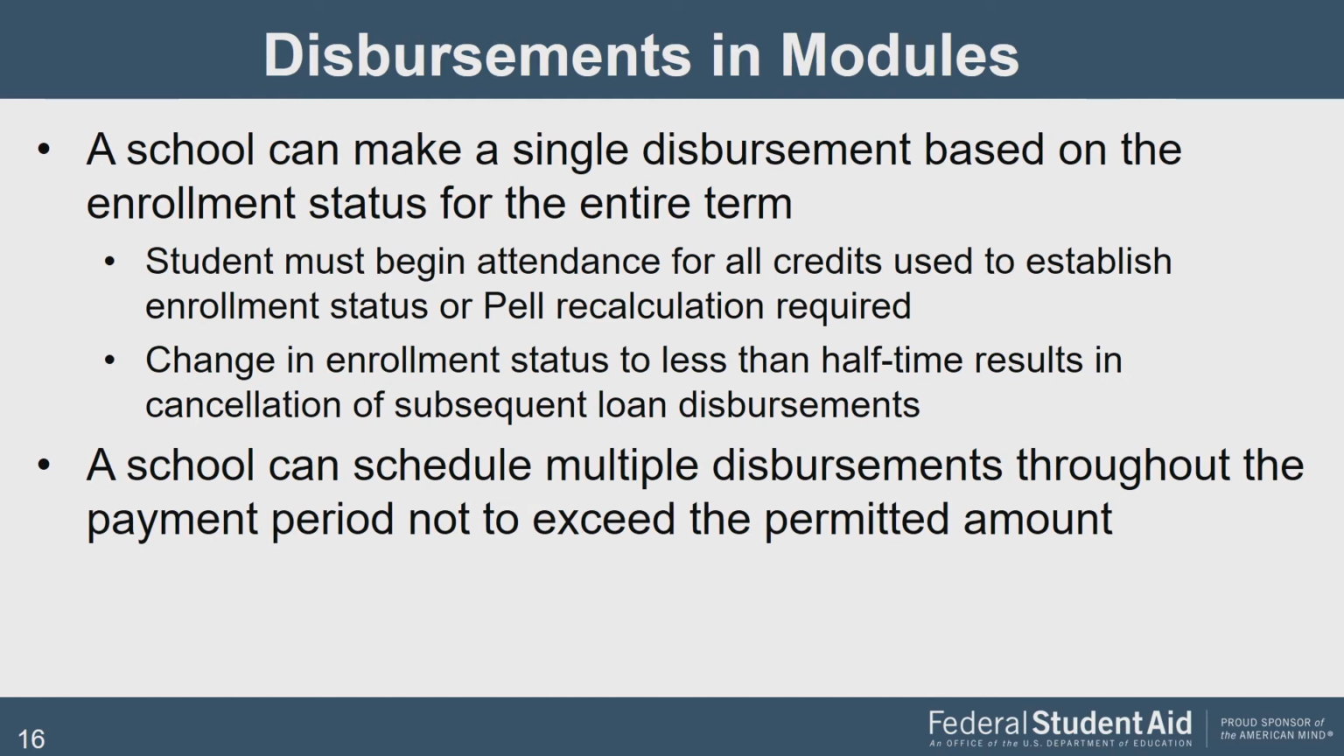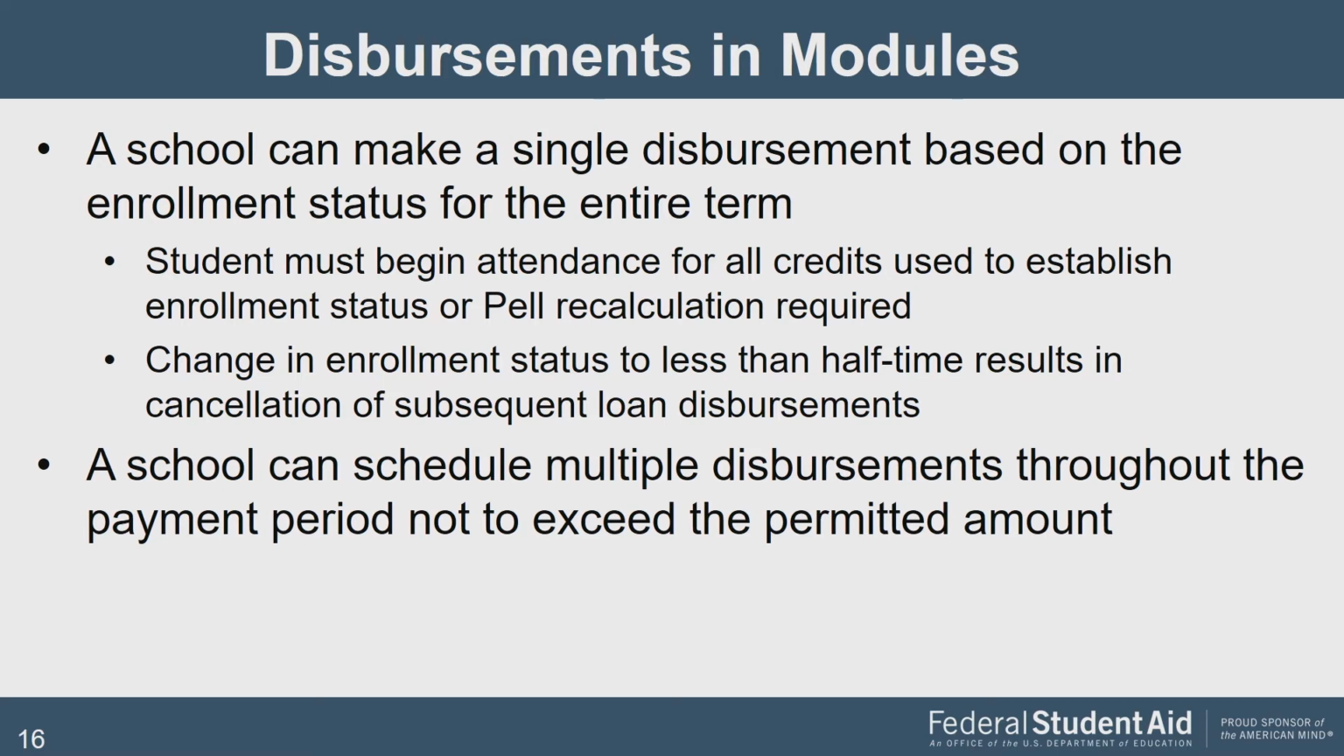You can, in module situations, make a single disbursement based on the enrollment status for that term. But that's as long as the student begins classes for all of their credits. They have to at least begin attendance for all of the credits that were contracted for. Okay, this is used to establish that enrollment period. So they have to begin in all of the classes.